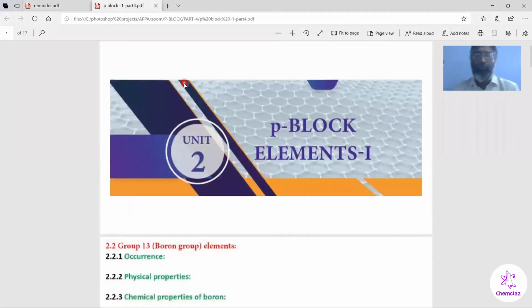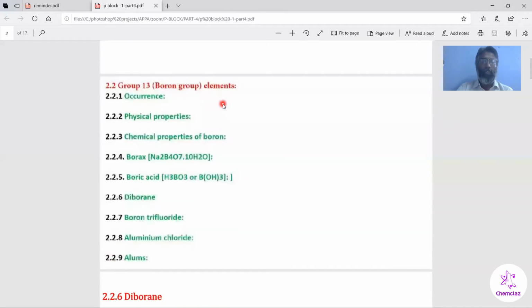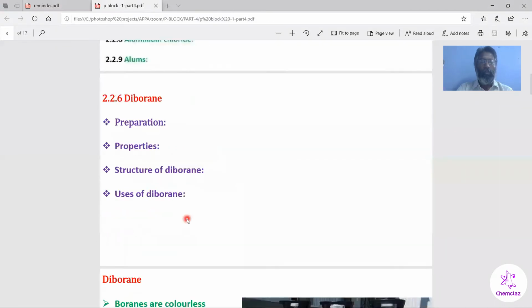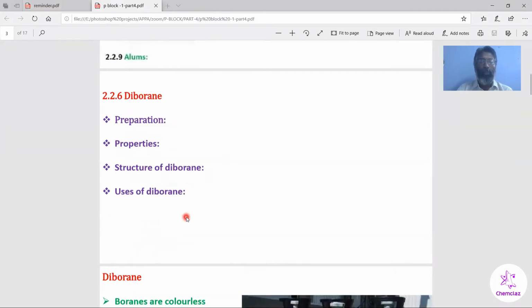Okay, today we start Diborane. So yesterday we finished up to boric acid. Today's topic is Diborane: its preparation, properties, structure and uses.